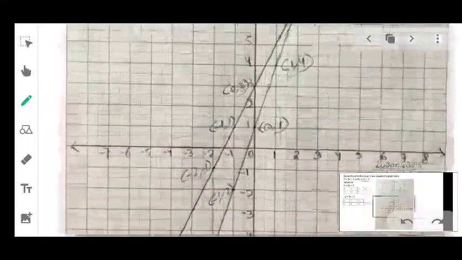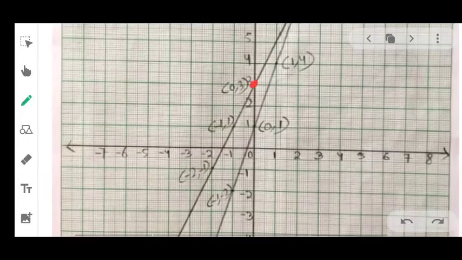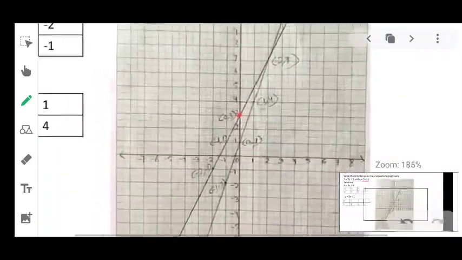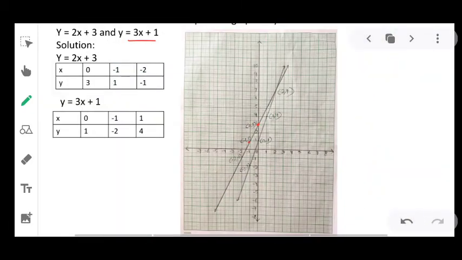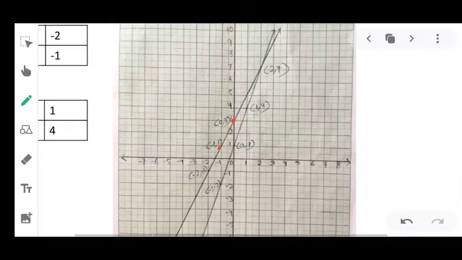So this is the point 0, 3. Then minus 1, 1. This is minus 1, 1. Then minus 2, minus 1. This is minus 2, minus 1. Now join these 3 points and produce it.